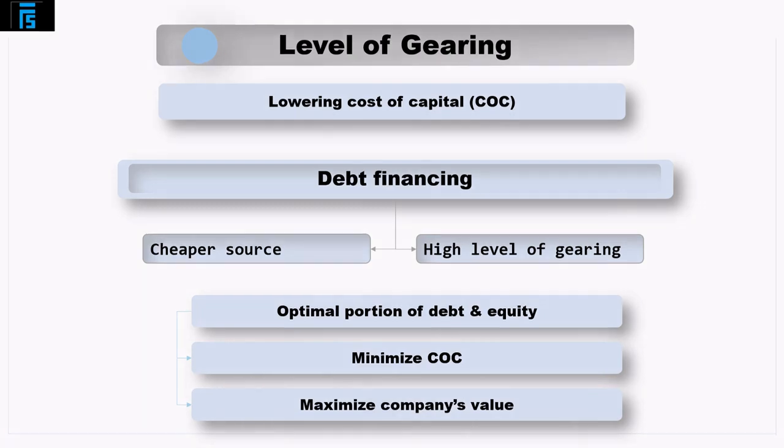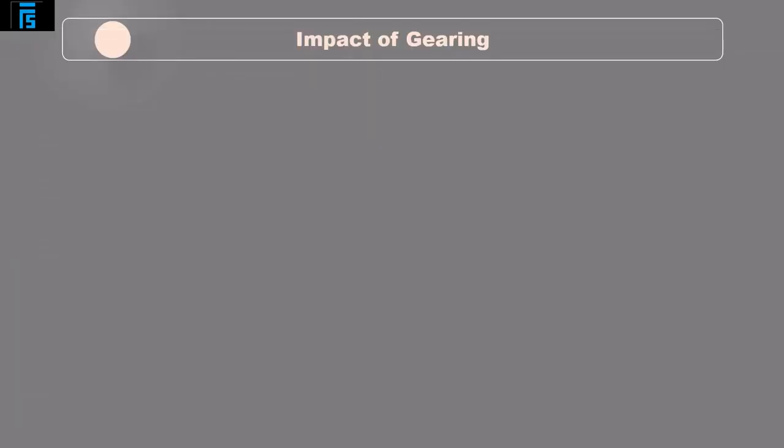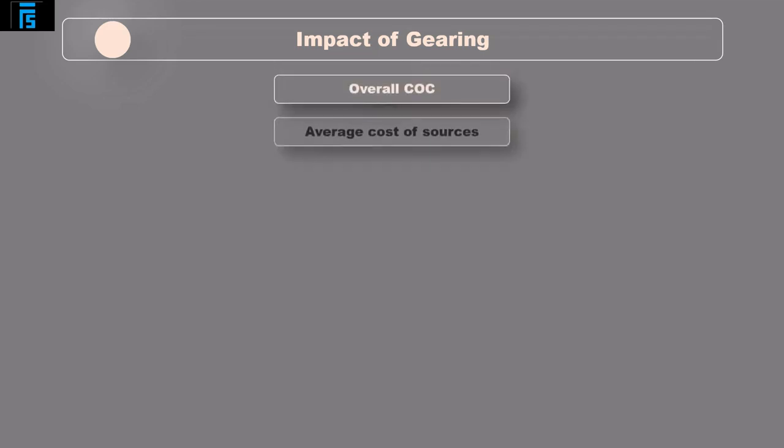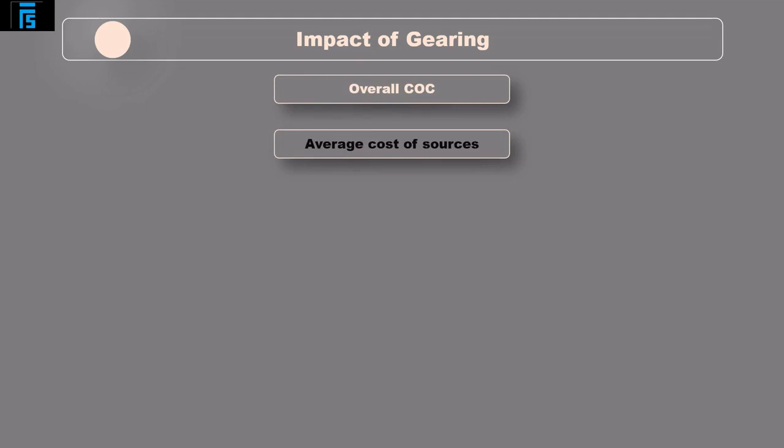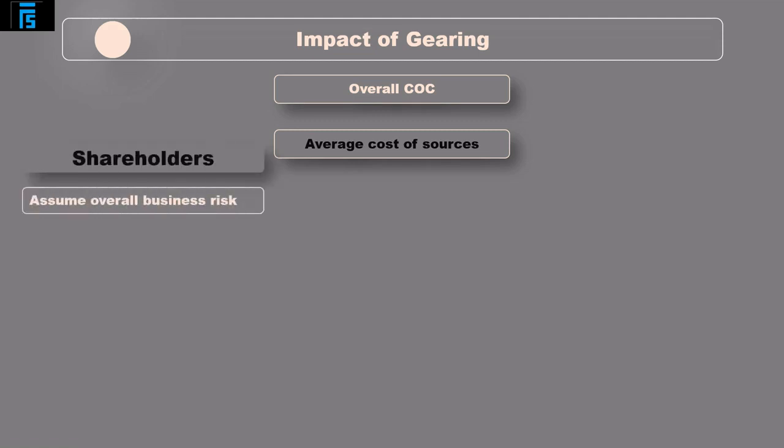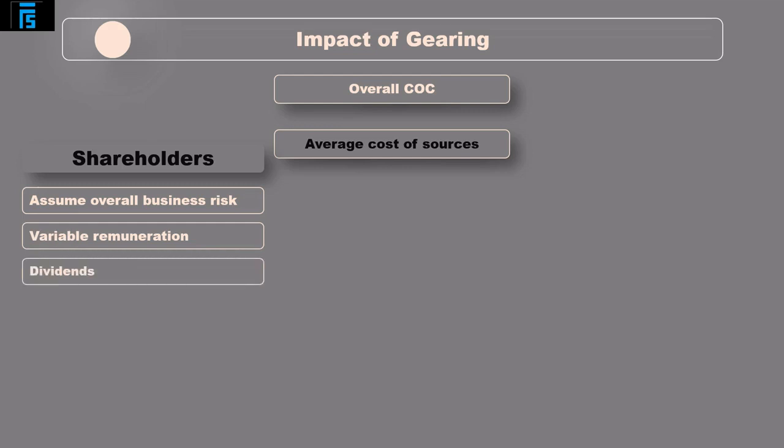Let us now consider how gearing impacts a company's cost of capital. The overall cost of capital is the average cost of all sources of finance used, which include both equity and debt. However, there is a major difference between debt and equity as sources of finance. As you know, shareholders assume the overall business risk associated with a company's operations and only receive variable remuneration in the form of dividends when the company is generating profits.